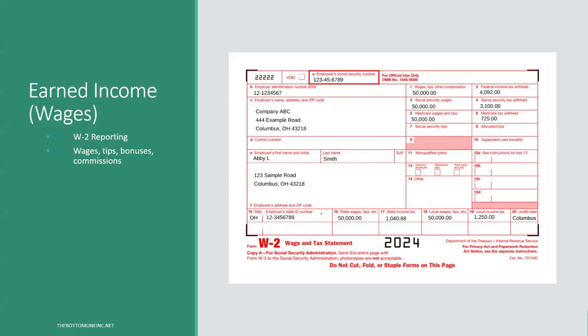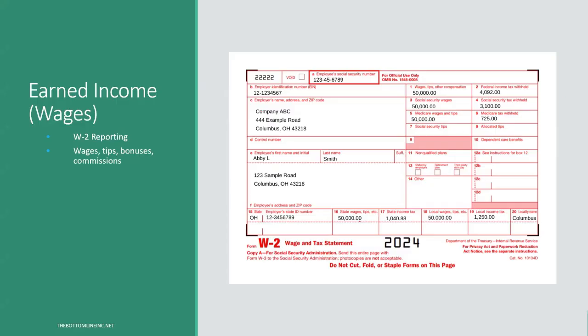And all of these things are important because when you are electronically filing a return, you have to have the employer's state identification number, which is often different from the employer's federal number. This is the employer's identification number, which is this number here. This is the employee, Abby Smith. This is her Social Security number.